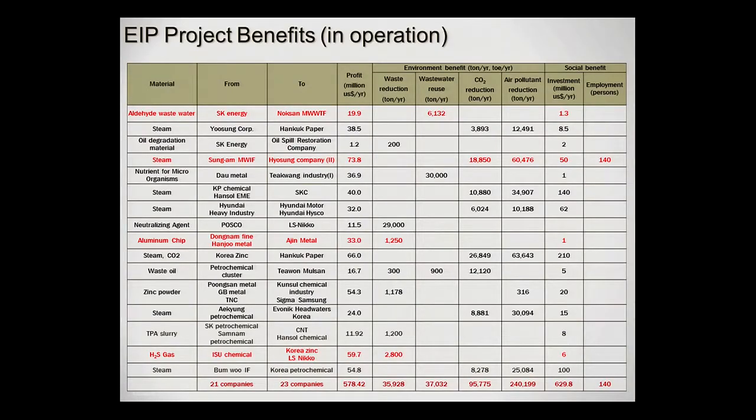And this is statistics out of this project. About 21 companies were providing materials to 23 companies, and we were able to save about $600 million US dollars, and we also reduced a lot of CO2 emissions. So this was a very interesting project in terms of green growth. This is statistics from 2007 till 2012. This was published in a UN report, and many countries are interested in this kind of project recently.